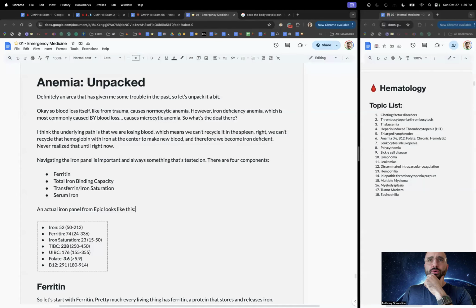All right, so we're just going to jump right into it. We're going to talk about the other section of hematology and really anemia. So I've been spending a lot of time diving into this and really trying to understand it.